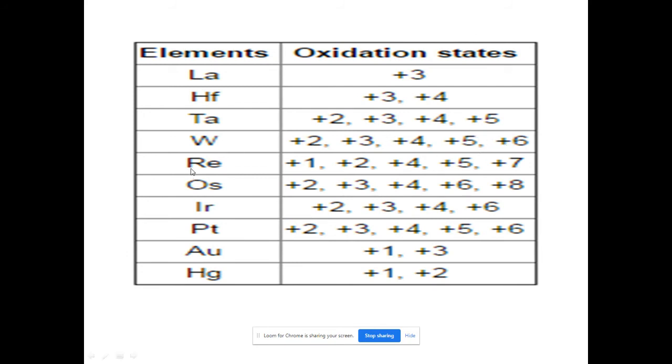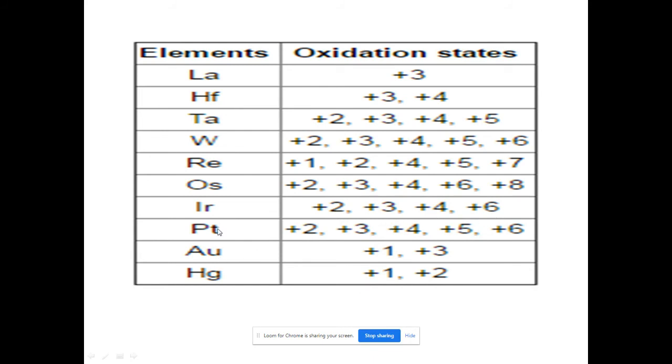And the next element is rhenium. It exhibits oxidation states of +1, +2, +4, +5, +7. And the next element is osmium. It exhibits different oxidation states of +2, +3, +4, +6 and +8. And the next element is iridium. It exhibits the oxidation states of +2, +3, +4 and +6.